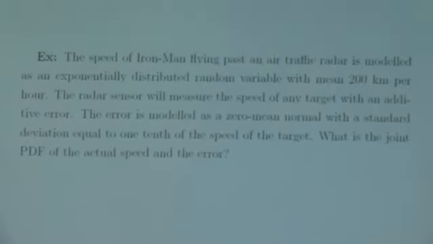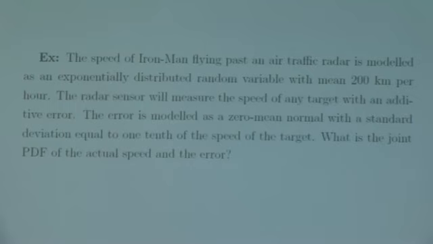The speed of Iron Man flying past an air traffic radar is modeled as an exponentially distributed random variable with mean 200 kilometers per hour. Pretty fast. The radar sensor will measure the speed of any target with an additive error. The error is modeled as a zero mean normal with a standard deviation equal to 1/10 of the speed of the target. What is the joint PDF of the actual speed and the error?